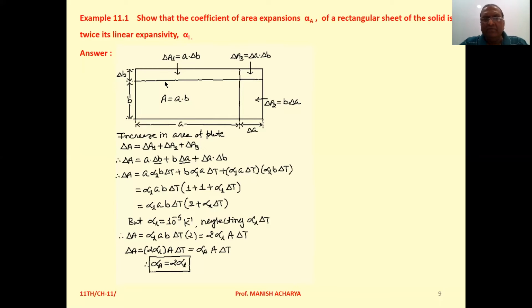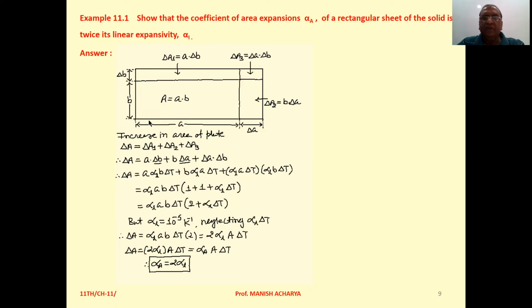Now this delta A1, this side is delta B, this side is A, so that is A into delta B. Then delta A2, for that this particular side is B, and this side is delta A. So delta A2 is equal to B delta A. And delta A3, this side is delta A, this side is delta B, so delta A3 is delta A into delta B. So resultantly we can write the increase in the area delta A is equal to A into delta B plus B into delta A plus delta A into delta B.